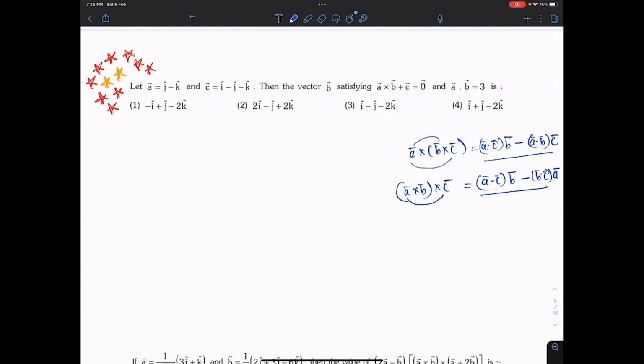Fine. Okay. Now coming to this one. A bar cross B bar plus C bar is 0. And they give A bar dot B bar, which is 3. Then they are asking to find the vector B bar. Now you see they have given A bar and C bar. So unless you know B bar, you can't do this cross product. But you have to find B bar.